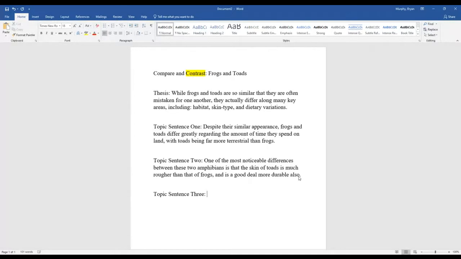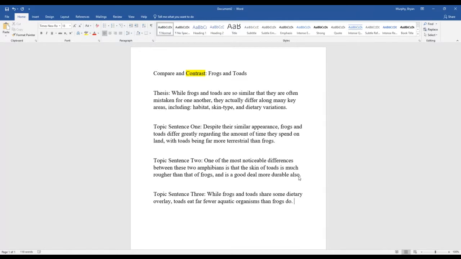Okay, and the last is the dietary variations. Okay, while frogs and toads share some dietary overlay, toads eat far fewer aquatic organisms than frogs do. Okay, so frogs might eat things like fish and maybe a crawdad. I don't know. It depends on what the frog is after. It depends on what type of frog it is.